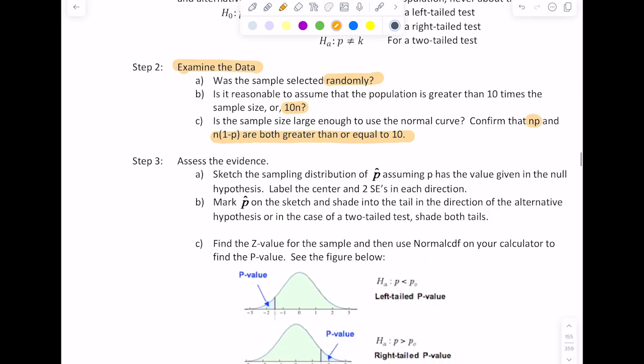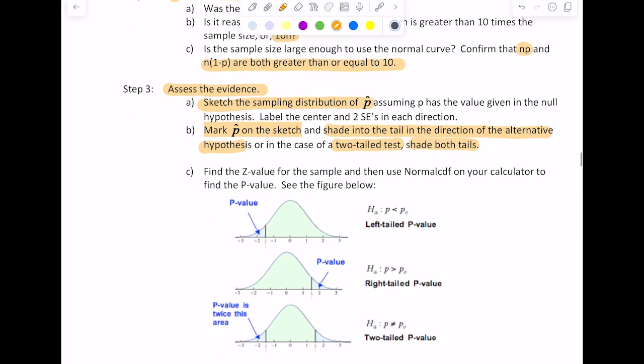Step number 3 is assess the evidence. You're always going to sketch the sampling distribution of p hat. You want to mark p hat on the sketch and shade into the tail in the direction of the alternative hypothesis. If it's a two-tailed test, you're going to shade both tails. And you can see in the pictures below.